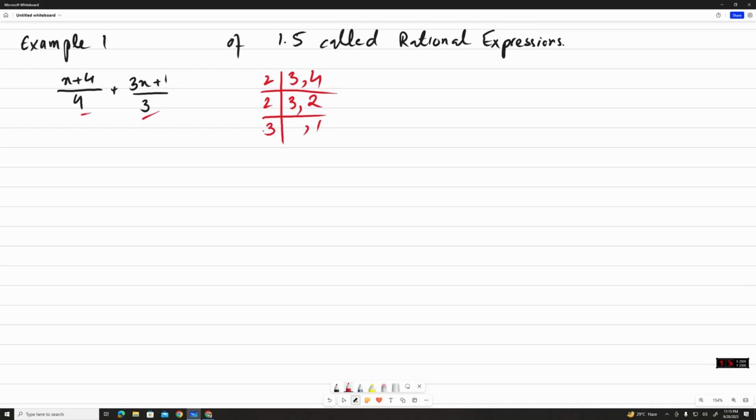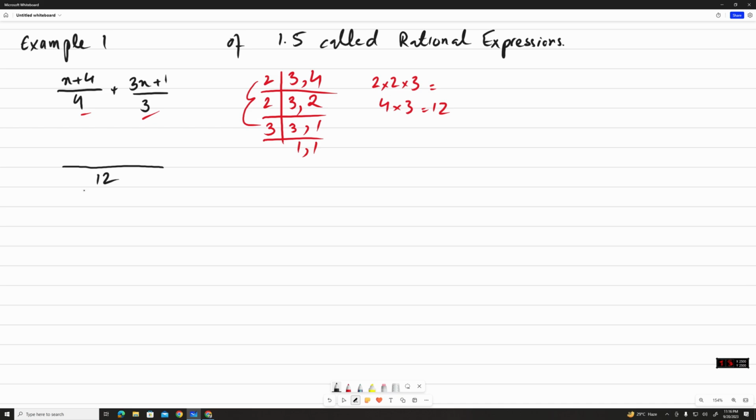Now we will start with 3 and we get 1, 1 in the end. So to calculate the LCM, all we have to do is multiply all these numbers. 2 multiplied by 2 multiplied by 3, which is 4 multiplied by 3, which is 12. So now we're going to replace it with 12 here. So how do we fill in the remaining expressions?